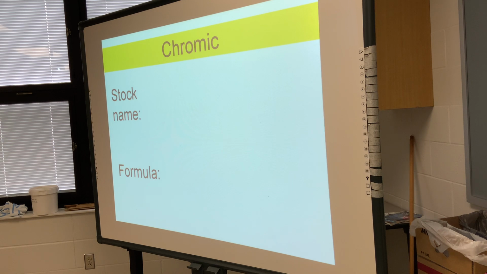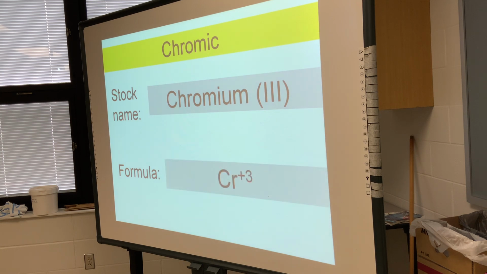Chromic. What are the two charges for chromium? 2 and 3. So which one is this one? Cr positive 3, also called chromium 3. Good. Just keep in mind here that whatever you see here is the same thing that's going to be down here, with the exception of that one mercury one. That's the only exception.